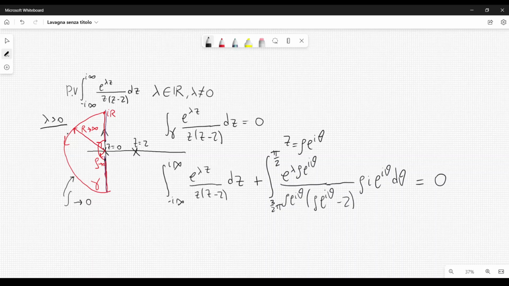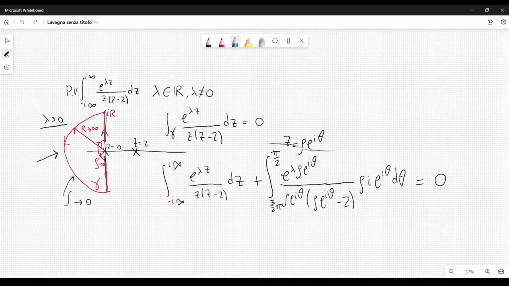Then we will also assume that lambda is negative, and that will yield a different result. But if lambda is positive, I have to choose this contour, because another choice could have been different. For example, we could have closed the contour here, where the real part of z is positive. I'm not doing that, because if lambda is positive, this exponential will decay where the real part of z is negative. Otherwise, we could not find a result if we close it here when lambda is positive.